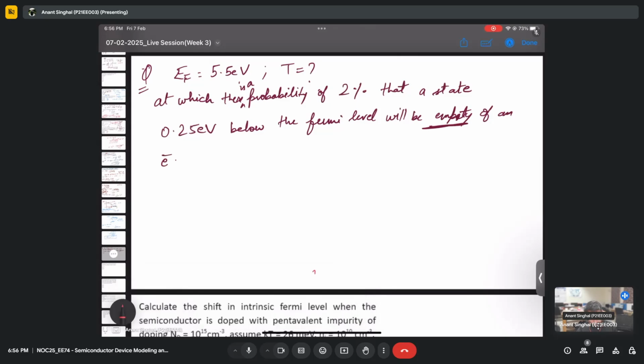So we have a Fermi level at 5.5 electron volt. We need to find the temperature where there is a probability of only 2% that the state 0.25 eV below the Fermi level will be empty of an electron.